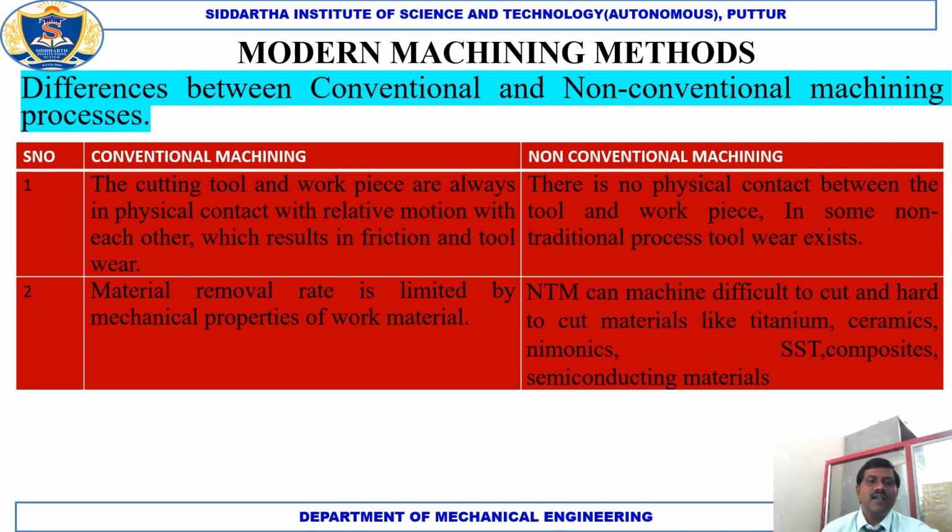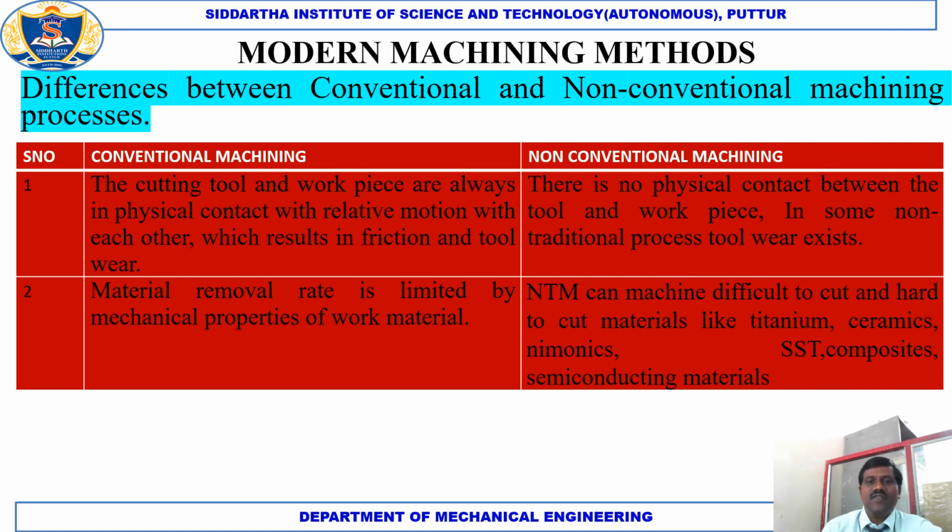See, in case of the conventional machining process, suppose take any lathe machine or drilling machine, slotting machine, any conventional machine tools, there is a direct contact between the tool and workpiece. Because of this direct contact, there is friction. Because of the friction, very high temperature is developed. Because of this high temperature, the tool or workpiece properties may change.